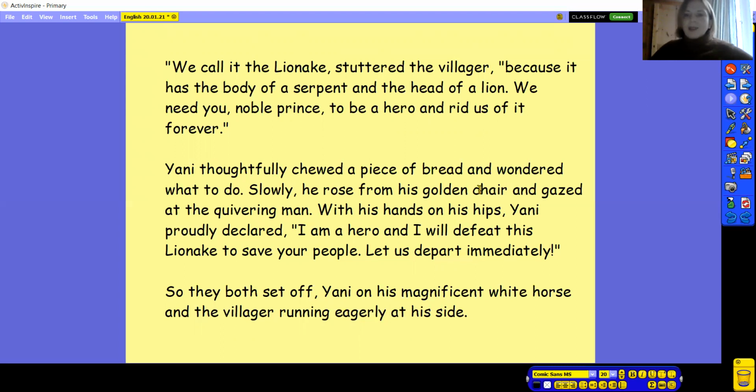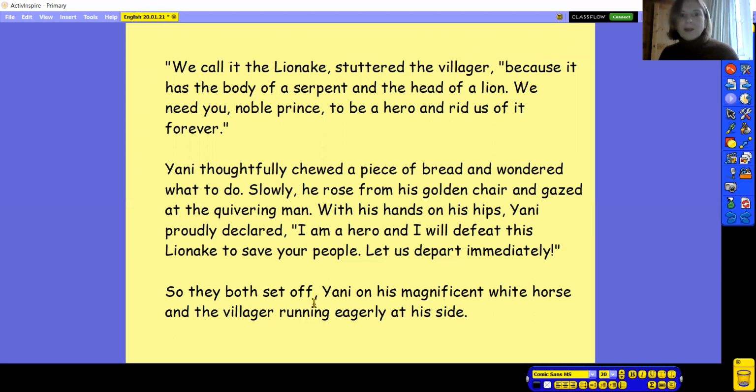So he's got his hand on his hips. Heroes come out quite often as a stand with their hand on their hips, don't they? And then he's proudly declared. So he's obviously made his mind up that he is a hero. Proudly declared means maybe it's going to be a bit vain. "I am a hero, and I will defeat this lion egg to save your people." So he's already made a statement that he's going to go and do this. There's no question about it. He might have second thoughts afterwards. "Let us depart immediately." Again, I could say, come on, let's go. But then I think a prince might speak in a bit more formal language. So let us depart immediately. I thought it was a bit more formal. Okay. So that's the end of my paragraph there.